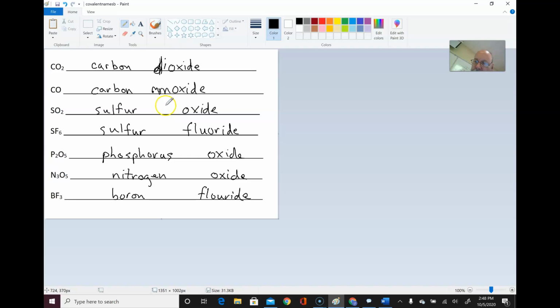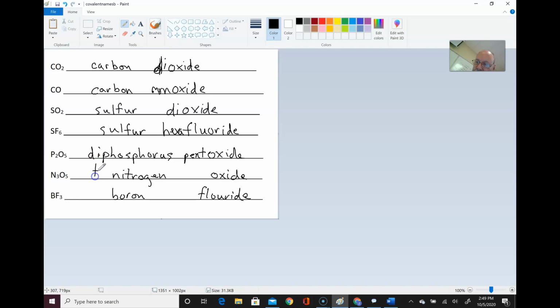Then sulfur is going to be dioxide. Sulfur with the 6 fluorines is going to be hexafluoride. And now I've got a first name with more than one, so we're going to say diphosphorus pentoxide. And oftentimes when we have 2 vowels in a row in this, we'll eliminate one of them and just say pentoxide instead of pentaoxide, although it wouldn't be wrong to say pentaoxide either.